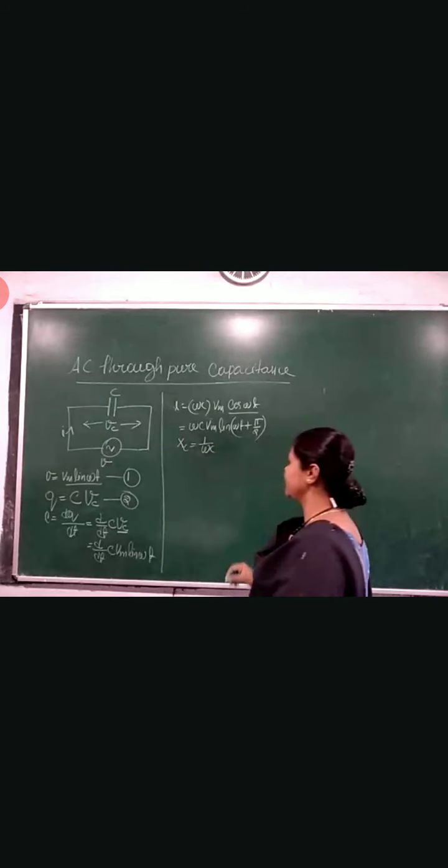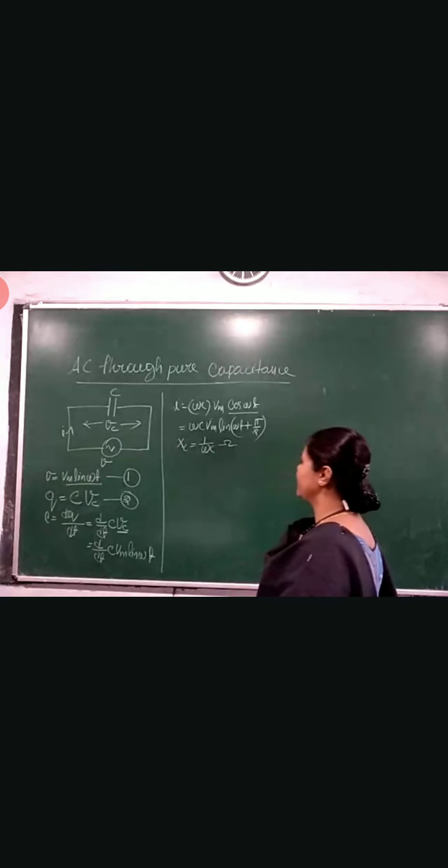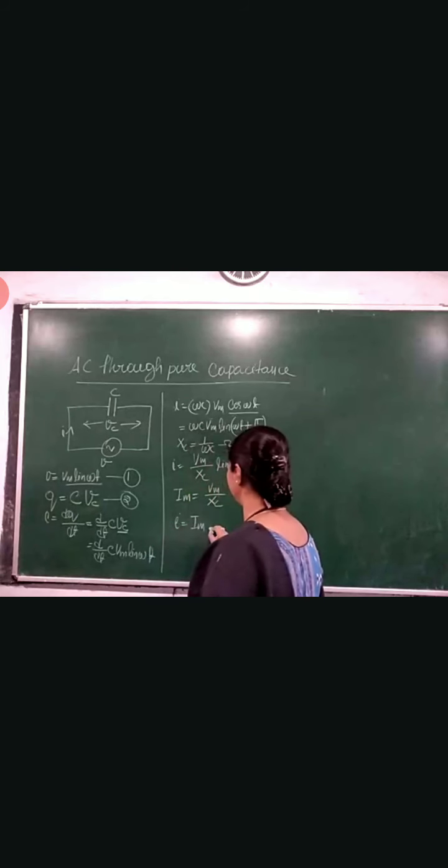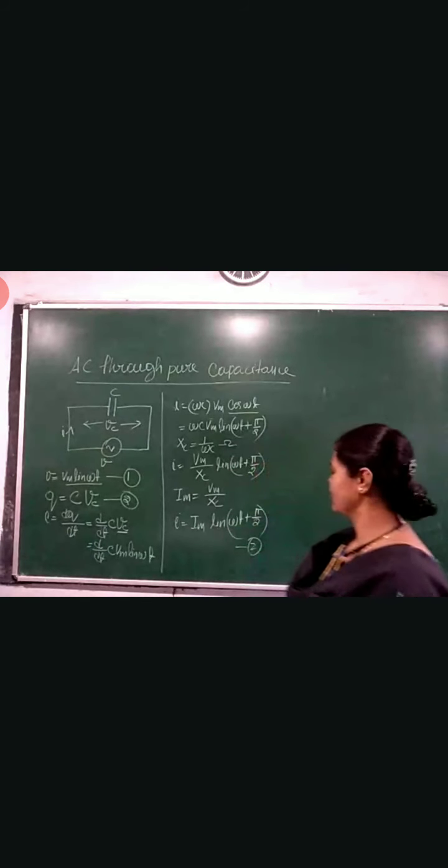Now, what is 1 by omega C? Xc is the capacitive reactance, which is equal to 1 by omega C, and its unit is ohm. Now, the current equation can also be written as Vm by Xc sin of omega t plus pi by 2, where Im is Vm by Xc. So the equation for current is i equals Im sin of omega t plus pi by 2. Take it as equation number 3.